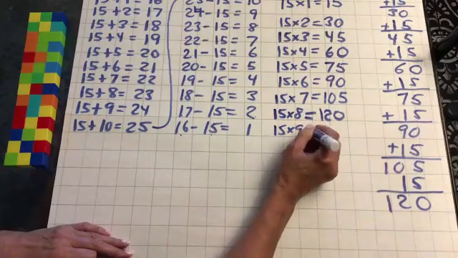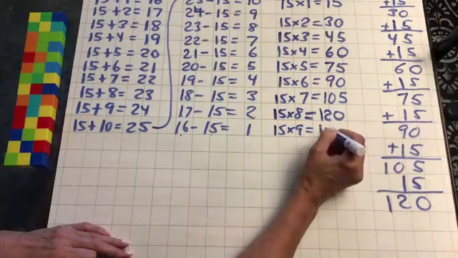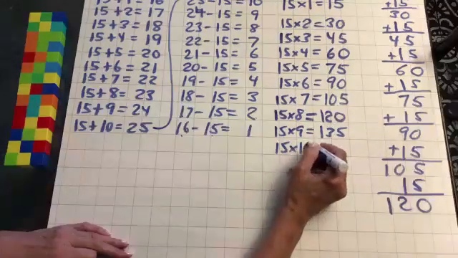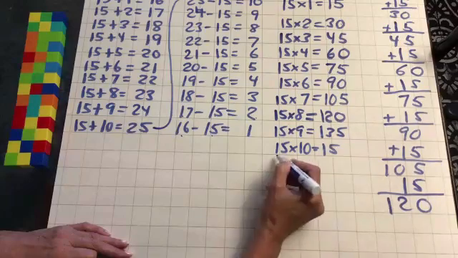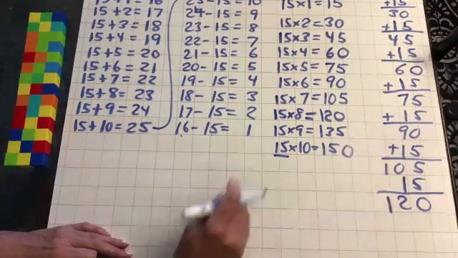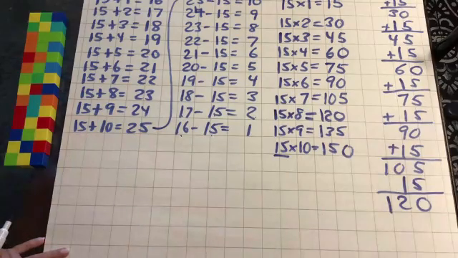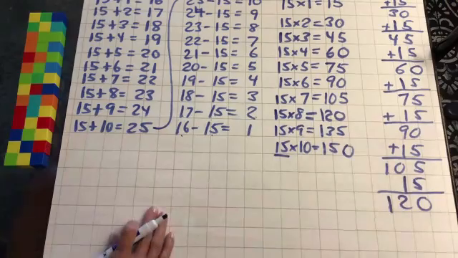15 times 9 equals 135. And 15 times 10 equals 150. That is 15 with a 0. All right, multiplication, multiples of 15. If we're counting by 15s, it would be 15, 30, 45, 60, 75, 90, 105, 120, 135, 150, which is 1 through 10. All right, we're looking good.